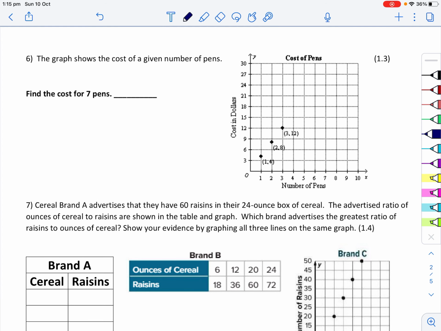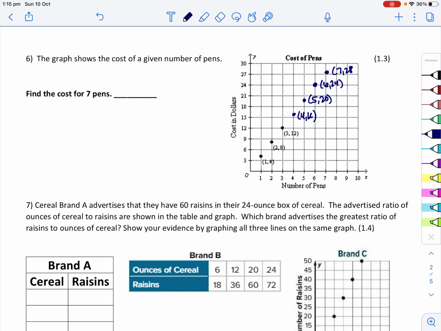Number 6 says the graph shows the cost of a given number of pens, and it wants us to find the cost for 7 pens. So it looks like 1, 4, 2, 8, 3, 12. I can continue the pattern on the graph and say 4, 16, 5, 20, 6, 24, and then 7, 28.